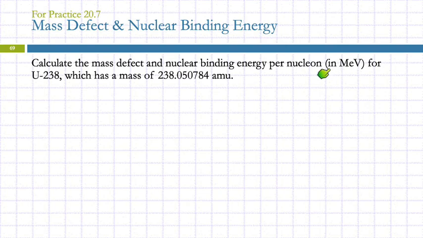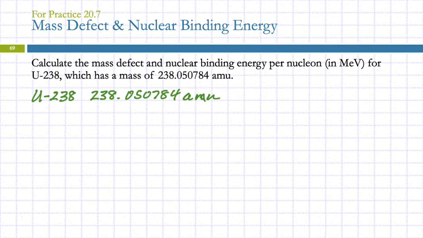So this is wanting us to calculate binding energy per nucleon in mega electron volts. So here we've got the mass of the atom. So the uranium-238 is 238.050784 atomic mass units.